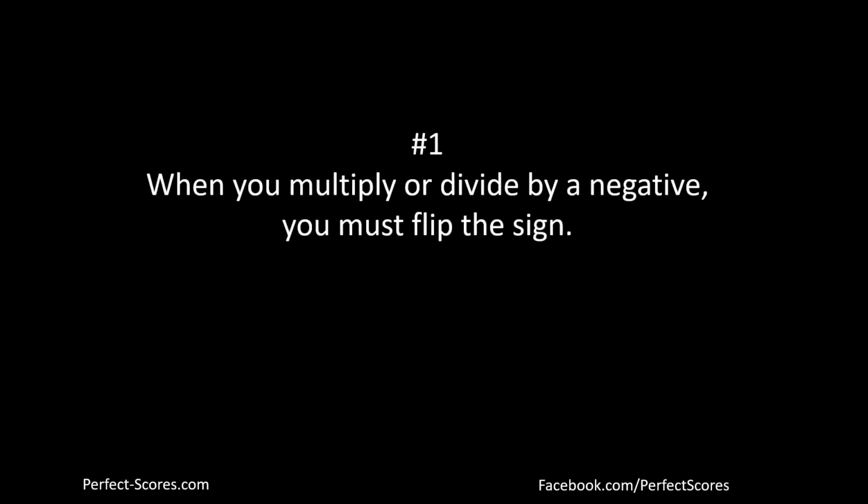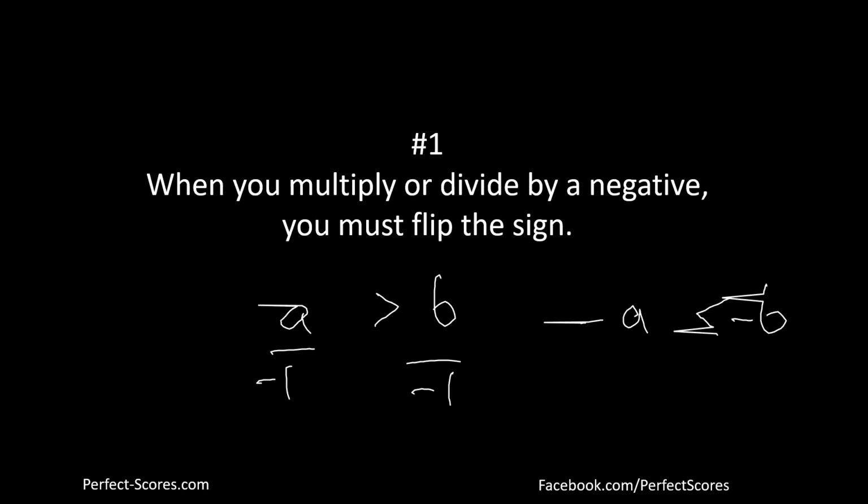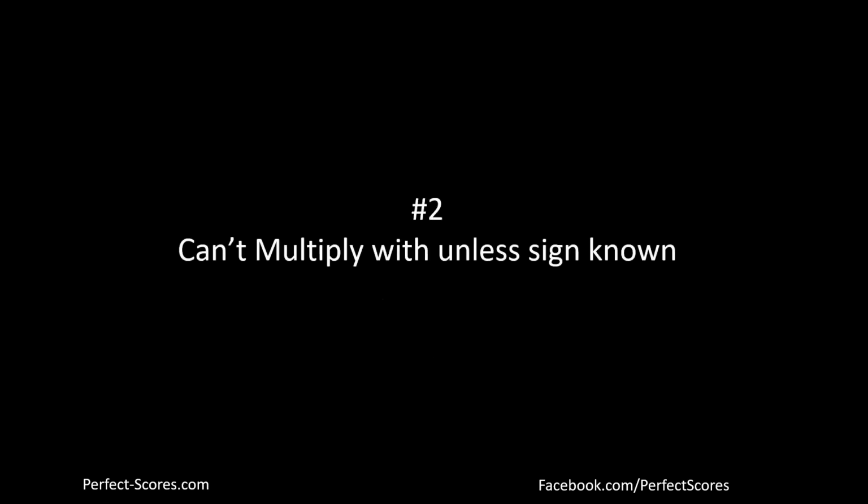Those rules are like whenever you multiply or divide by a negative, you must flip the sign in an inequality. Like if you have a greater than b, if I divide by -1, then negative a is actually less than negative b, right? So that's something that we have been using. You can't multiply or divide unless the sign is known.